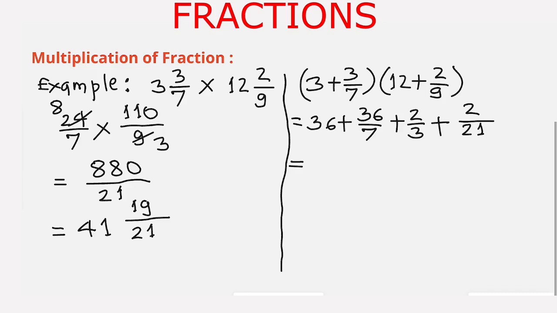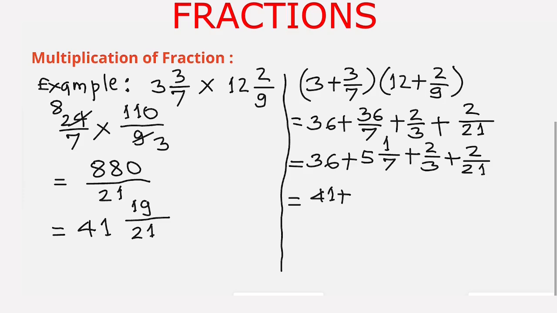This is equal to 36 plus 36 upon 7, which can be written as 5 whole and 1 upon 7, plus 2 upon 3 plus 2 upon 21. Now we can write 36 plus 5 as 41 plus, now we write it as 1 upon 7 plus 2 upon 3 plus 2 upon 21.